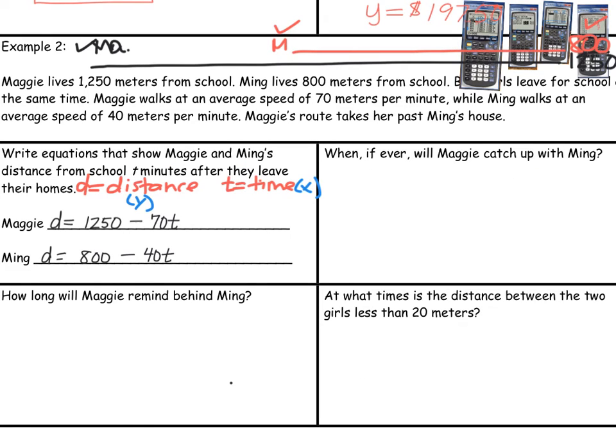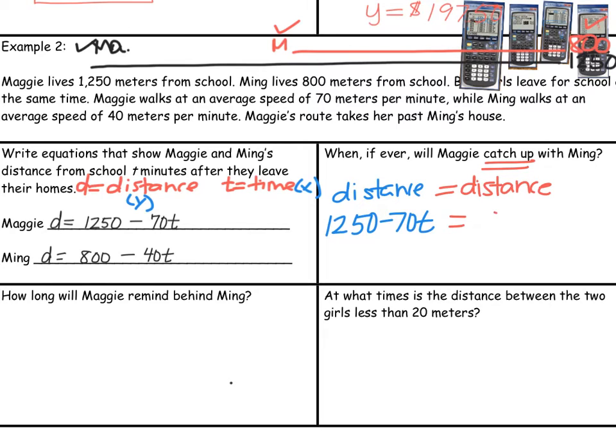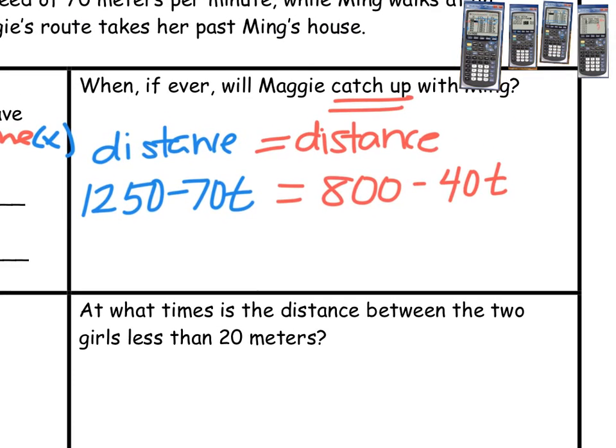So the question is, when, if ever, will Maggie catch up to Ming? What that means is, when are the distance that Maggie has traveled and the distance that Ming has traveled going to be the same? So we're going to take both their equations, the distance for Maggie, which is 1,250 minus 70t, and the distance for Ming, which is 800 minus 40t. We want to know when they're going to be the same. So we're trying to figure out how long it will take for Maggie to catch up to Ming, and we're just going to solve that equation.